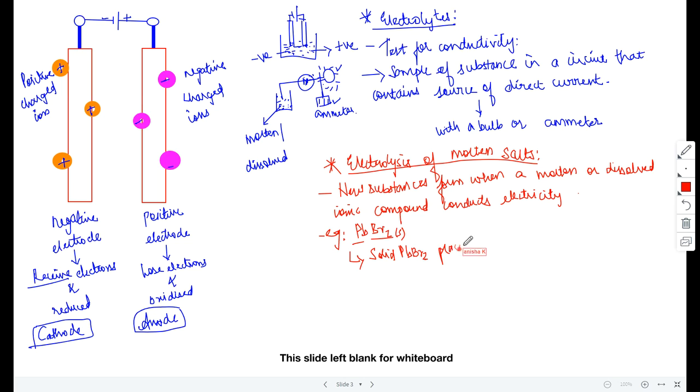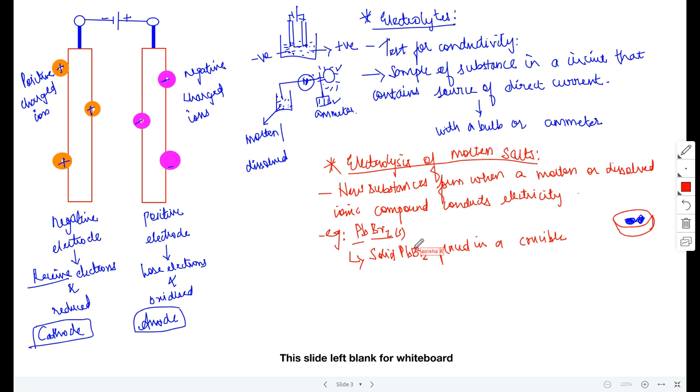Have you conducted experiments in your lab? Yeah, we do. So you must know what a crucible is. What does it look like? It's like a box kind of thing. Yeah, a bowl kind of thing, right? Okay. So there is a crucible, and inside this crucible we place the lead bromide, which is a solid.